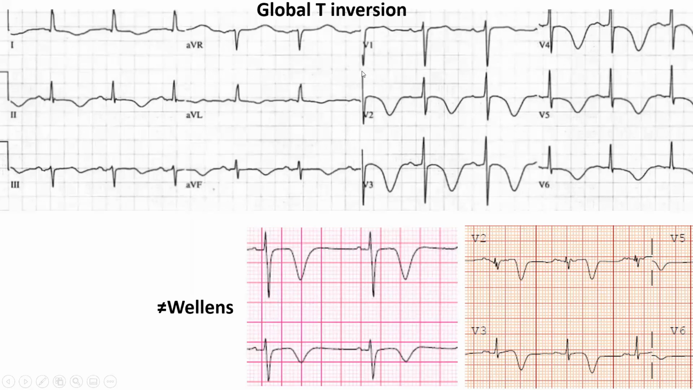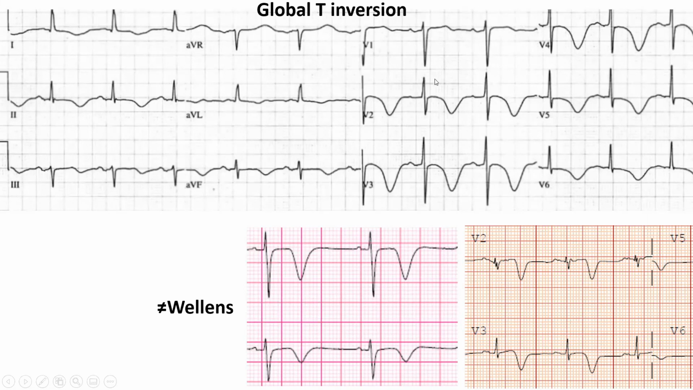This is what we call a global T inversion. Unlike Wellens, one, it's very diffuse. It's almost in all leads. It's in over 6 to 8 leads, so it's diffuse, not localized to the precordial leads, particularly V2, V3. That's one. Two, the morphology is different. You have a smooth downsloping ST, not a straight or upsloping convex ST. You don't have that steep downslope, slower upslope. So this is not Wellens. Look how Wellens look like, those two cases, compare it to this.